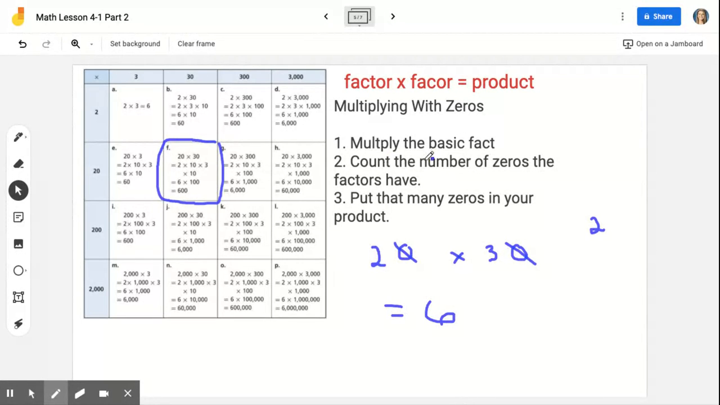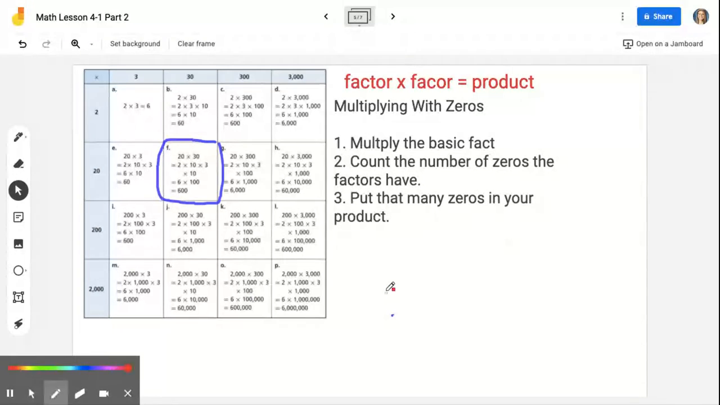Step number 2, we're going to count the number of zeros the factors have in total. So there was 1 zero here, 1 zero here, to give us a total of 2 zeros. And we're going to put that many zeros in our product, or our answer. So 1, 2 zeros go in our answer to get our product of 600. 20 times 30 is equal to 600. 2 zeros here, 2 zeros here. Let's do one more.